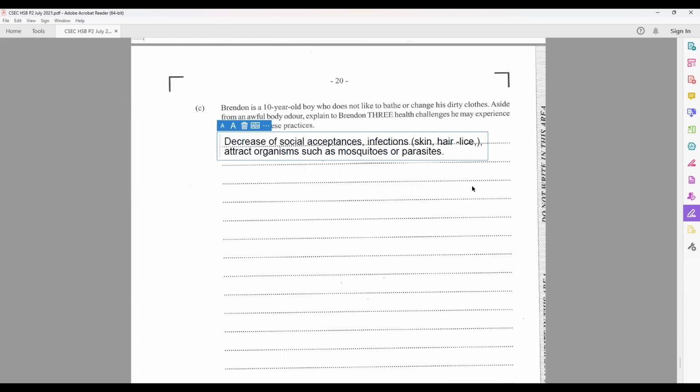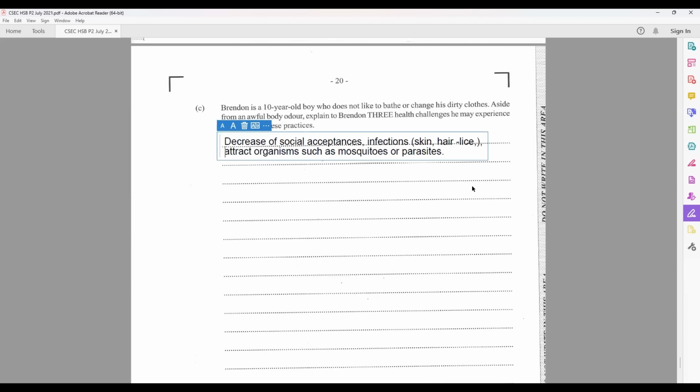He puts himself at risk for infections. Something as simple as lice in his hair now becomes a real problem for him. He could have athlete's foot, fungi, all right, ringworm. These are infections because he isn't bathing.